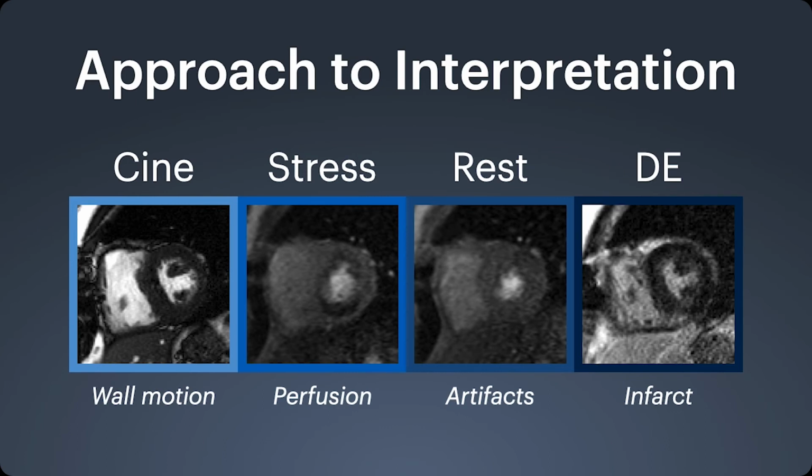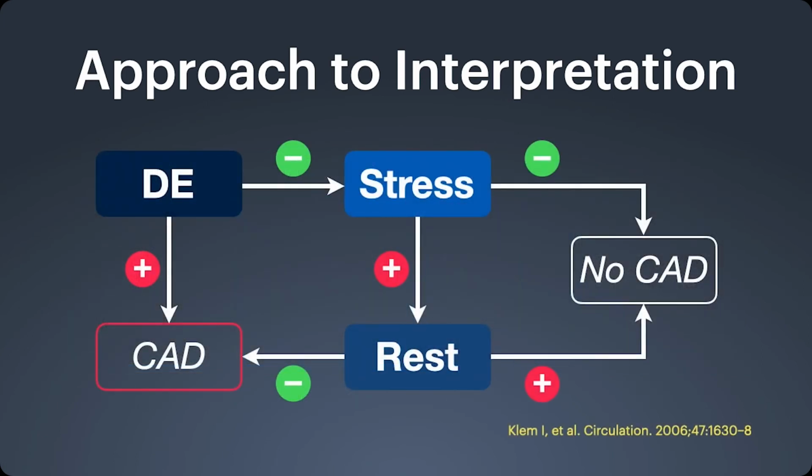But as far as our approach to interpretation, we actually don't typically do them in that order. The protocol that we tend to follow for interpretation is we actually start with the delayed enhanced images. If there's a delayed enhancement, we know that the patient has coronary artery disease because they've had a prior infarct. That doesn't mean that we stop there, but it already tells us that, yes, this patient has CAD. If it's negative and there's no abnormal delayed enhancement, we take a look at the stress sequences to determine if there's ischemia. And so we're looking for areas of low signal on the stress.